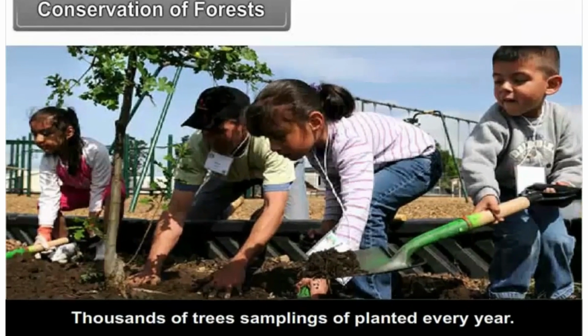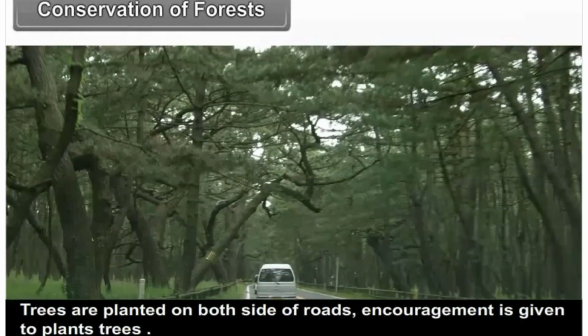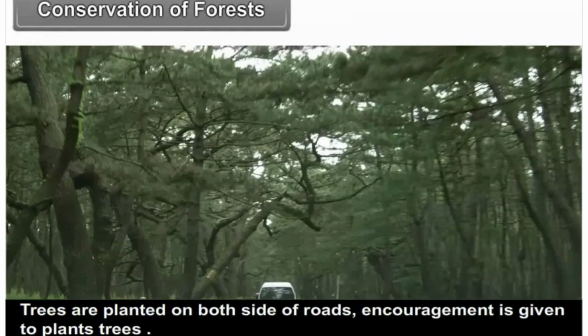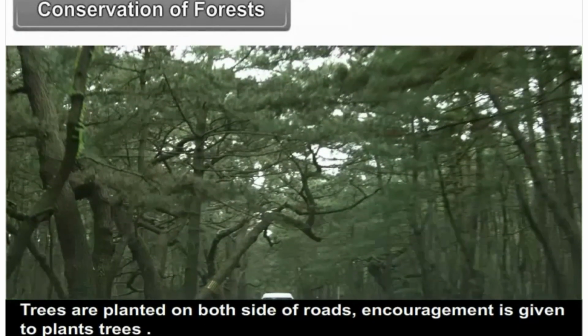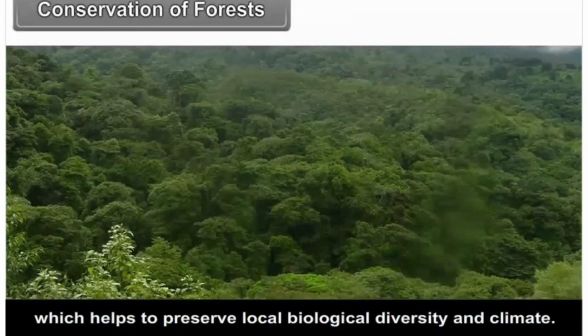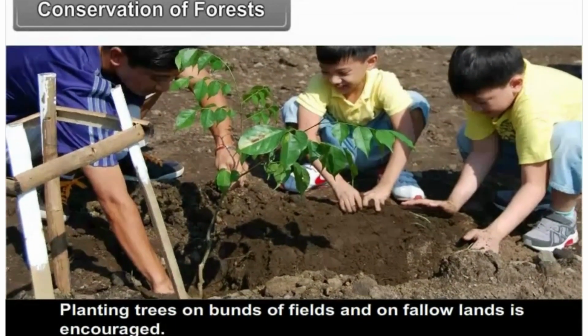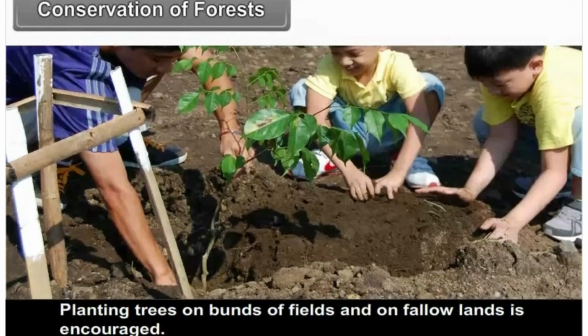Thousands of tree saplings are planted every year. Trees are planted on both sides of the roads. Encouragement is given to plants and trees which help to preserve local biological diversity and climate. Planting trees on bunds of fields and on fallow lands is encouraged.